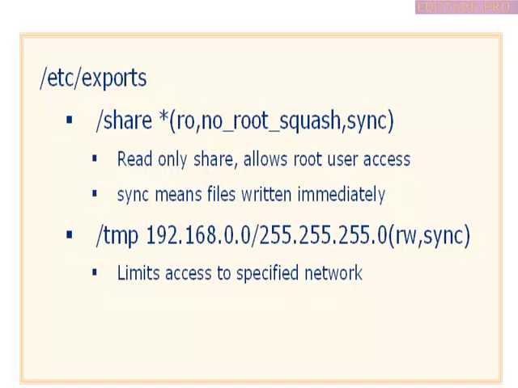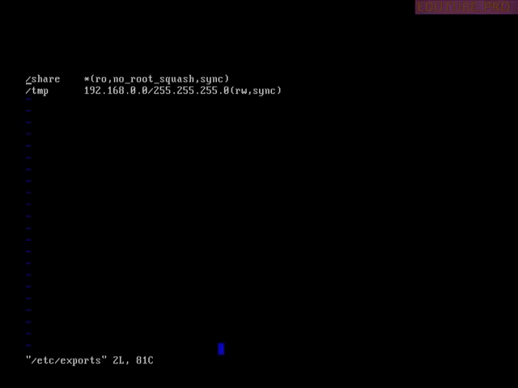A space between the IP address and the conditions in parentheses, such as a space here, would mean that all systems would have read-write access to the temp directory, and that's not always good.